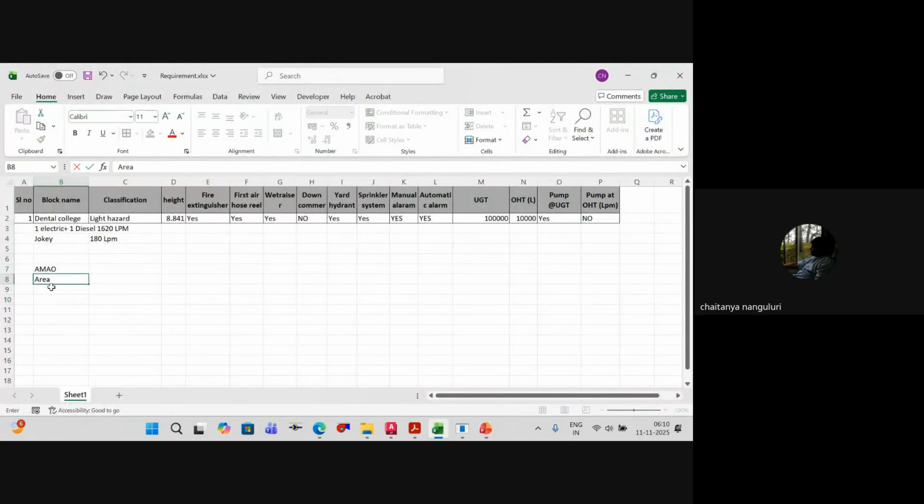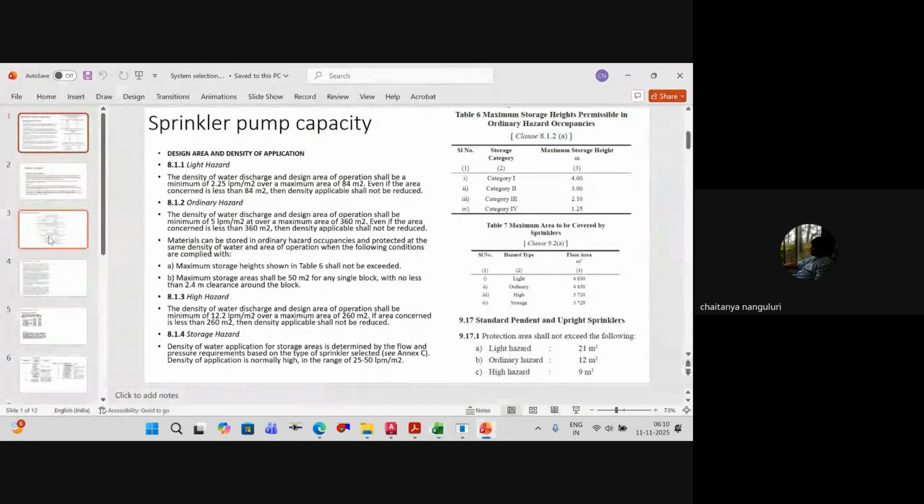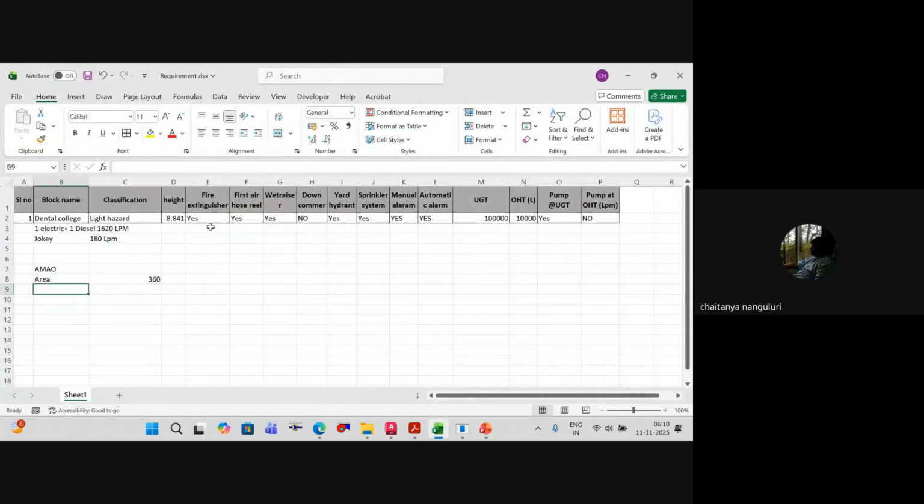So the area to be considered is 360 square meters. Now, what is the minimum flow rate I require? 5 LPM. So the flow density is how much? 5 LPM, 5 liters per minute, per square meter.